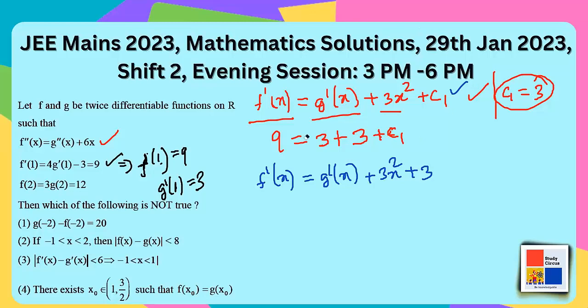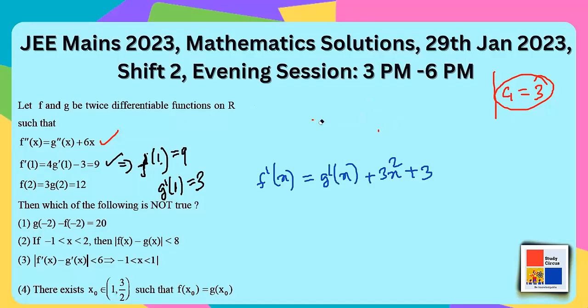Okay, so I have this expression, I have the constant c1. Now I can erase this one. Now again I'll integrate this once more on both sides. And then this will become f x is equal to g x plus the integral of 3x square, this is going to be x cube plus 3x. Then again some constant c2, let's say.